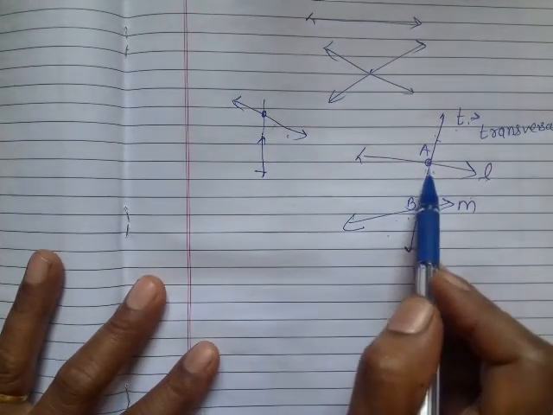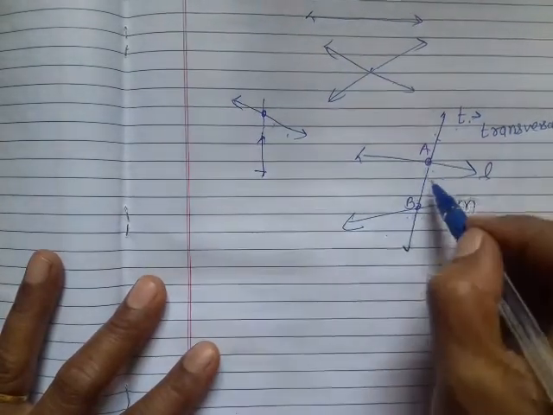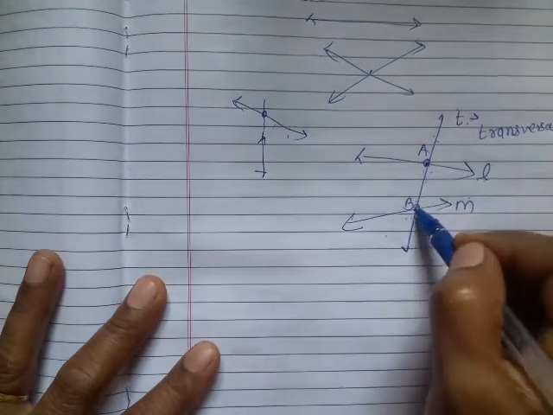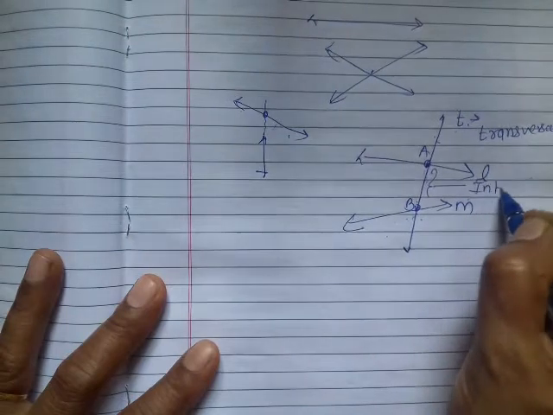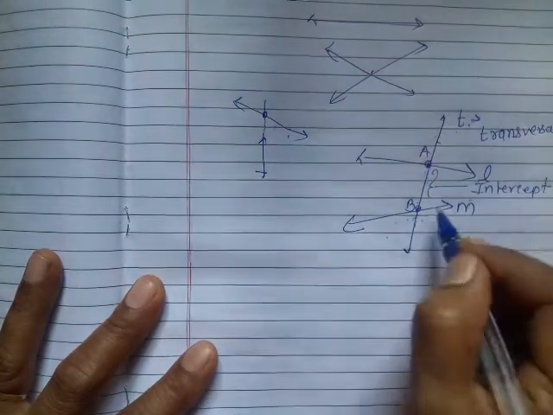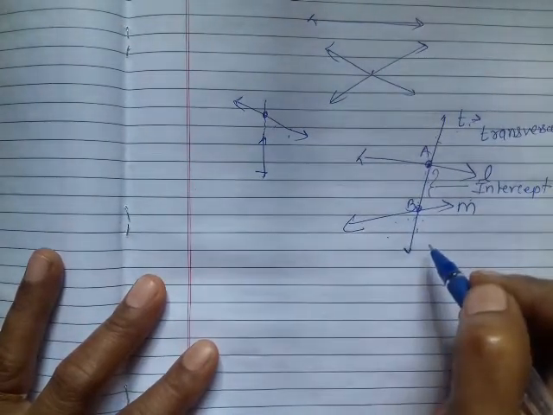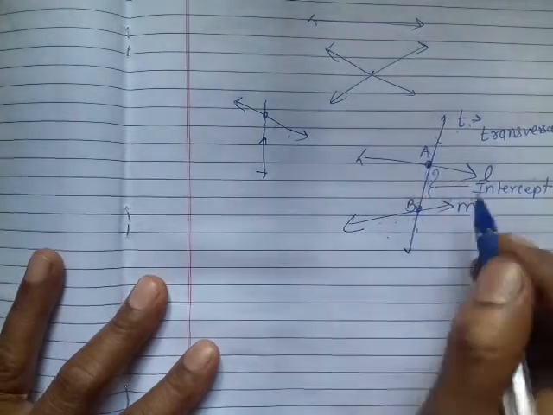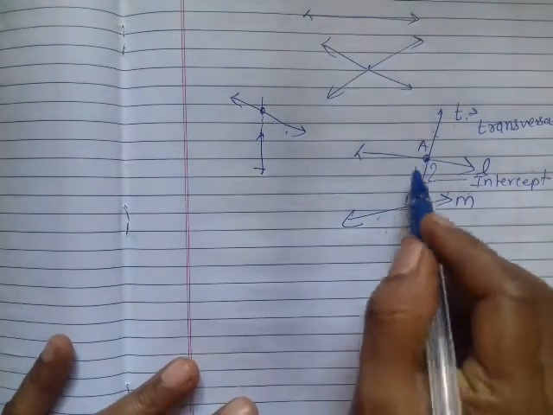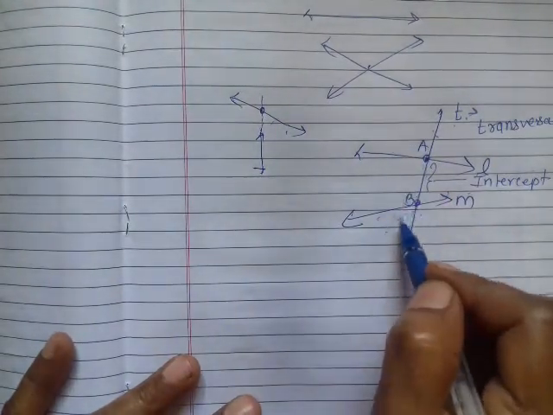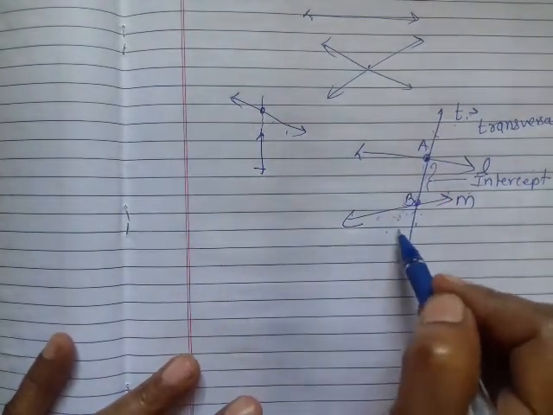Understood? This is called a transversal, and the distance between these two lines, segment AB, is called an intercept. These are called intercepts. So here these are two intersecting lines. One line which intersects in two distinct points is called a transversal.